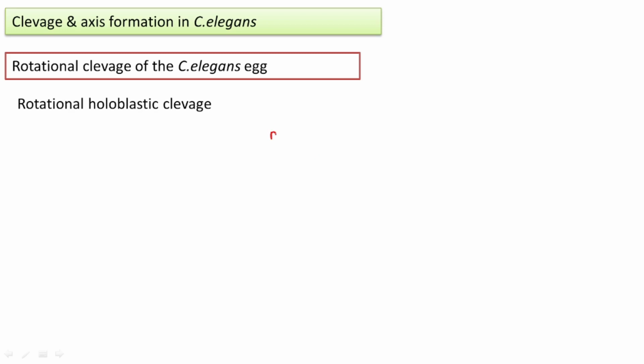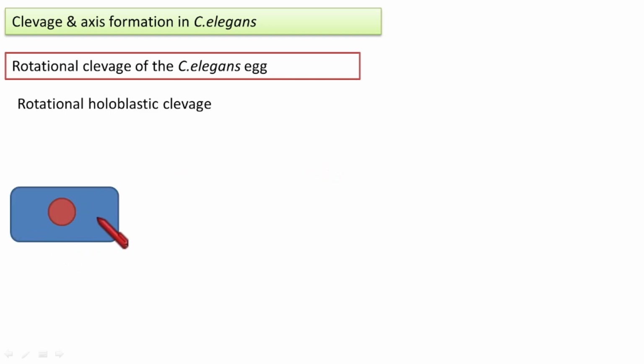Meridional plane of division, and equatorial plane of division. So in this rotational holoblastic cleavage, two planes of division we can observe. I will show you that.